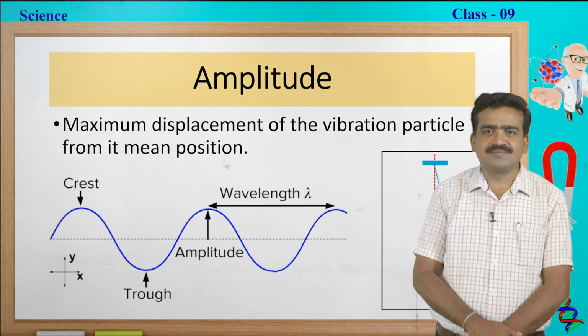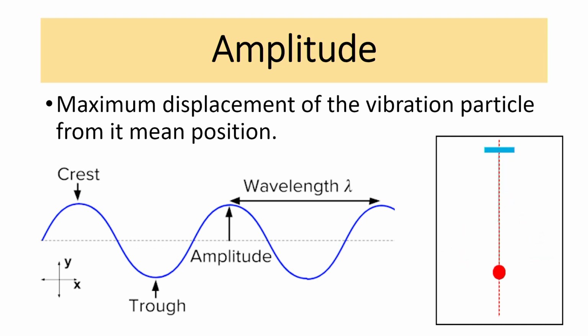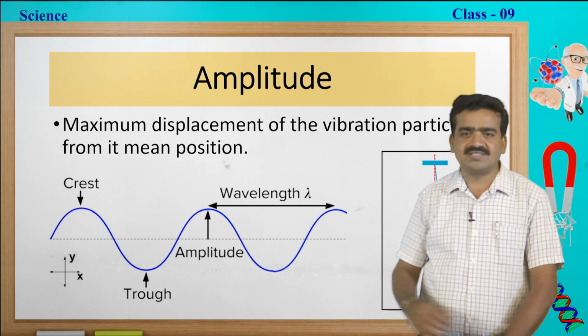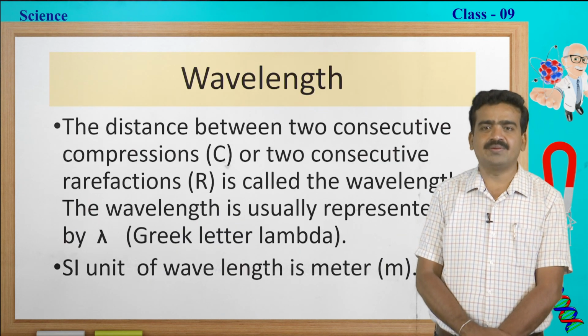What is an amplitude? An amplitude is nothing but the maximum displacement of the vibrating particle from its mean position. As you all know, the vibrations of the medium can produce sound. In the case of vibration there is a displacement of the particles of the medium. That maximum displacement of the particle is called amplitude. Here you can see the maximum displacement with the help of this image, that is what we call the amplitude.